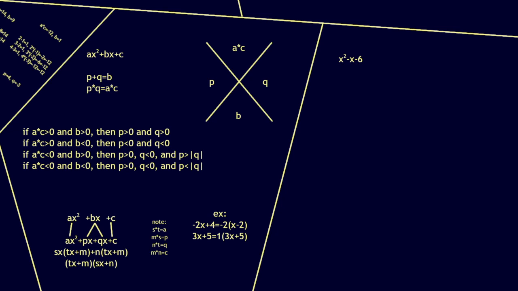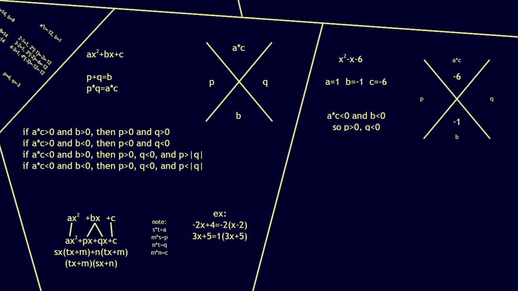No greatest common factor to worry about, so we identify a, b, and c. A is 1, b is negative 1, c is negative 6. Drawing our big X, 1 times negative 6 is negative 6, and we can put our negative 1 in the bottom. So we need two numbers that add to make negative 1 and multiply to make negative 6. I'm sure a lot of you can already jump straight to the answer, but let's go through all the steps here before we get to a harder one and actually need to.